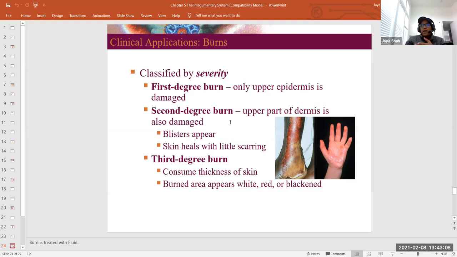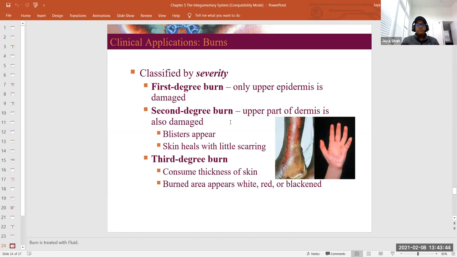Okay. And burn, usually when it comes to burn, we see hot burn. So the burn severity is based on how many layers and which layers of the skin have been burnt. Based on that, there is first degree burn, second degree burn, and third degree burn. First degree burn is the most superficial burn, where only the upper epidermis is damaged.